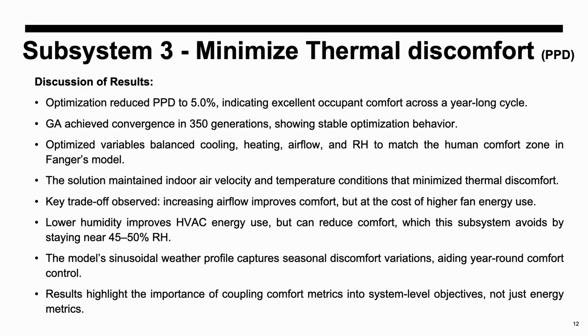The results of the optimization of subsystem 3, where we see that the PPD was reduced to 5%, show that increased airflow and relative humidity enhance comfort but come with some energy penalties. By staying near 45 to 50% relative humidity and adjusting airflow moderately, the system avoids overventilation and maintains thermal balance.